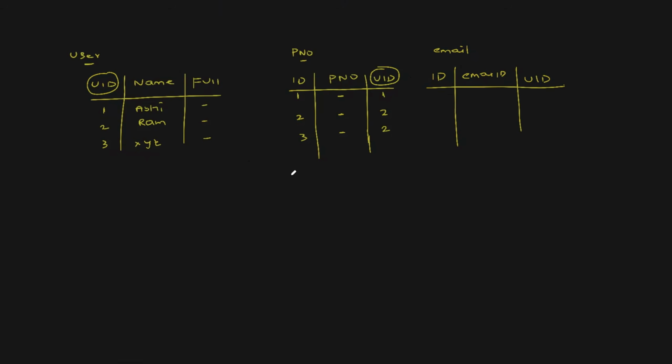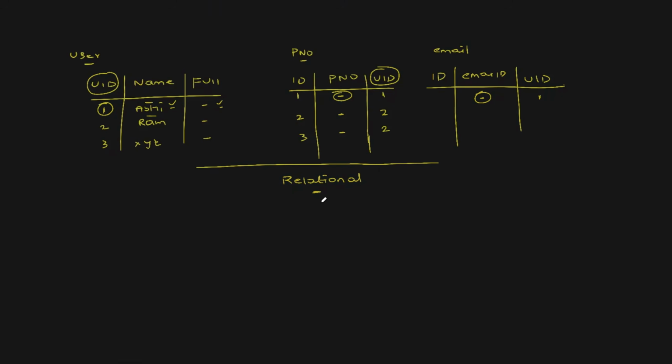Now, let's say you want to get the complete details of Abhi user. You know the user ID of Abhi user is 1. So you get the name of Abhi user from this table, full name from this table, phone number from this table, and email ID from this table. So this way, a relation is maintained between different tables in the database. That's why it is called a relational database.